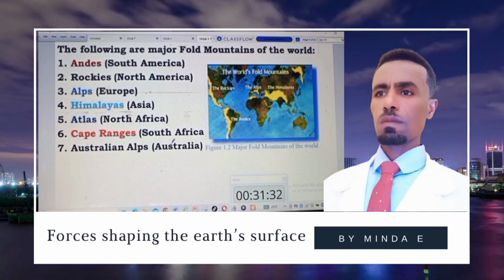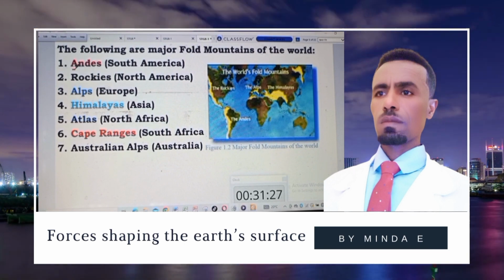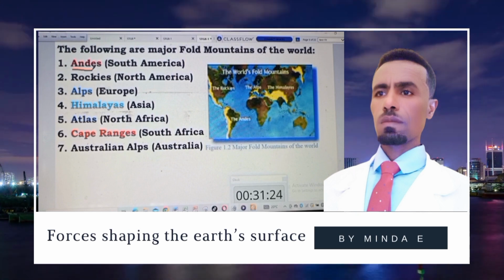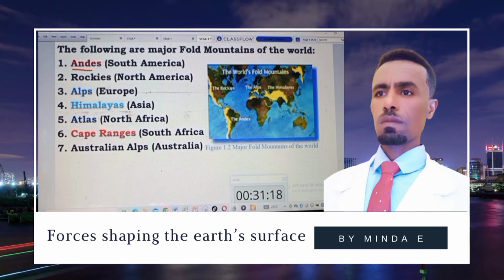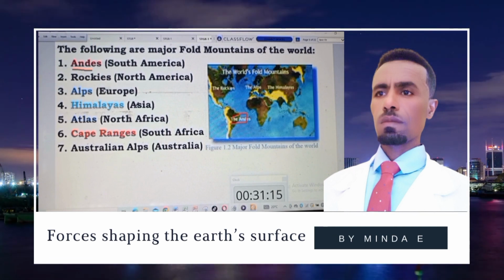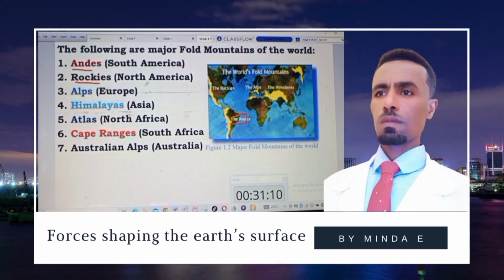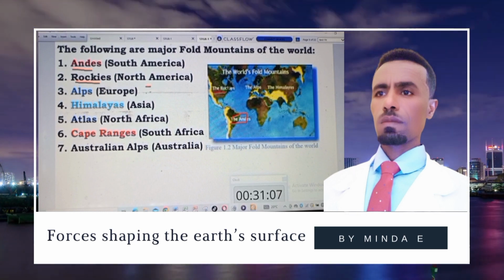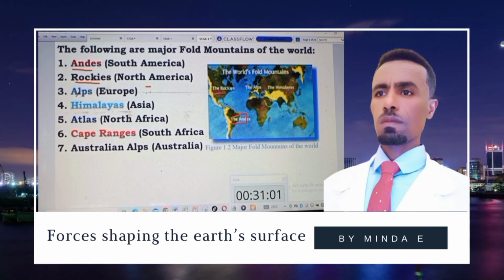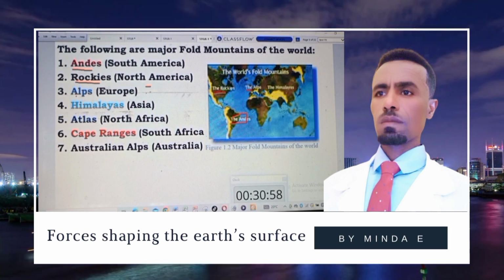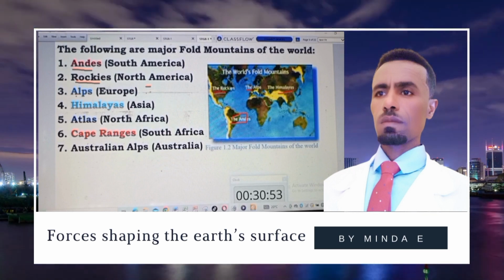Now, here we have several examples. For example, the Andes is one of the typical examples of fold mountains, which is found in South America. Another example is the Rockies, located in North America, around here. And the Alps are found in Europe, the Himalayas in Asia.